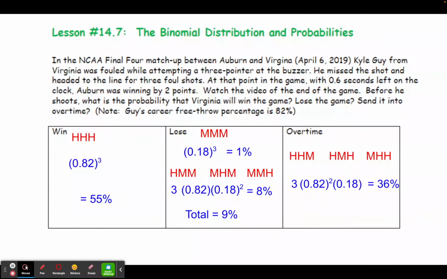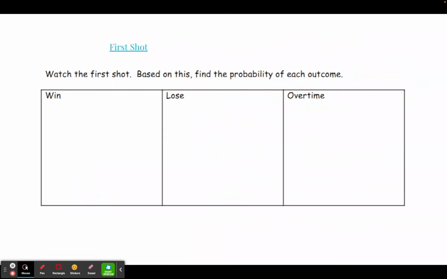So notice if we add 55, 9, and 36, we get a total of 100%. Now let's watch his first shot and see what happens.